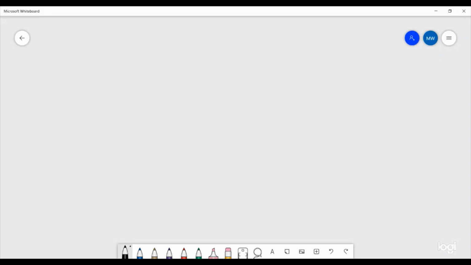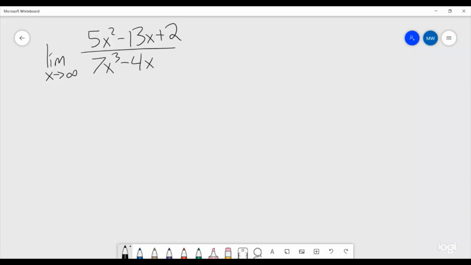So let's calculate what is the limit as x goes to infinity of 5x squared minus 13x plus 2 over 7x cubed minus 4x plus 3. If we're trying to evaluate this limit, we are going to need to figure out how to approach this. So take a minute and try and figure out how you might approach this, and then unpause the video when you're ready.